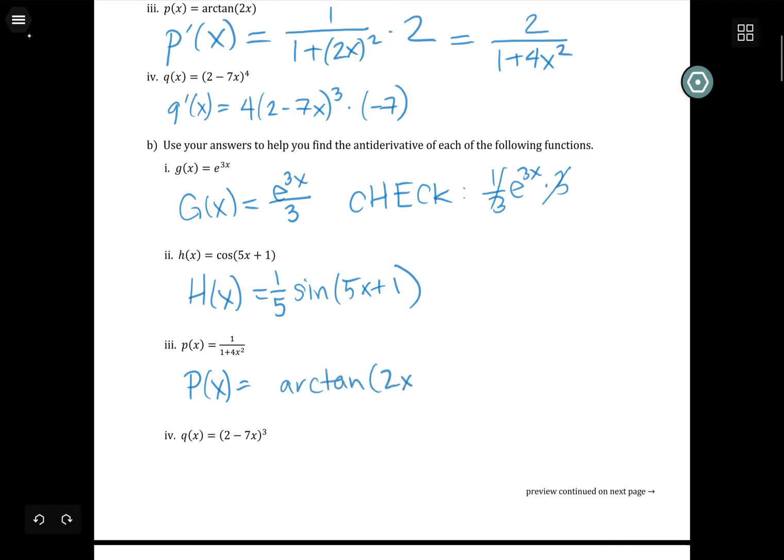Okay, catch up on writing. But we don't want the 2 in the numerator, so we're going to have to cancel it out by throwing a 1/2 in there.